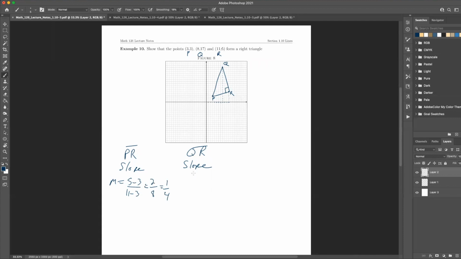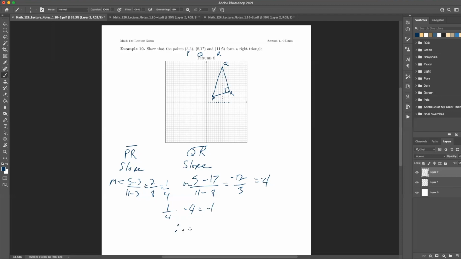Okay. And then from here, the QR slope. Let's just use from R to Q. Let's just do the same thing. So here we'll go 5 minus 17 over 11 minus 8. 5 minus 17 will give me minus 12. 11 minus 8 will give me 3. So that gives me minus 4. So 1/4 times negative 4 indeed equals negative 1.